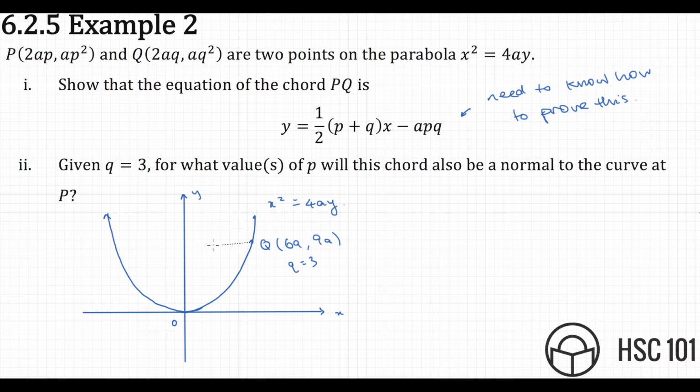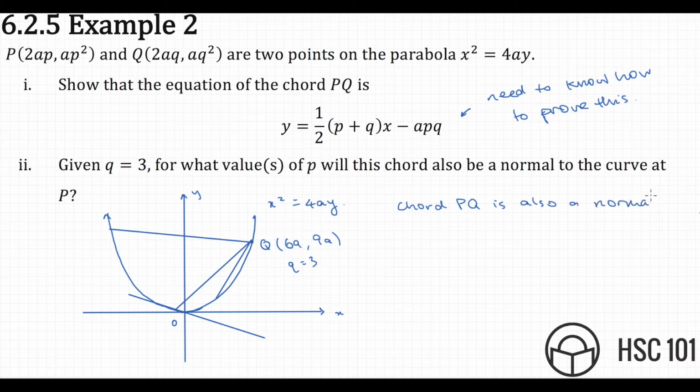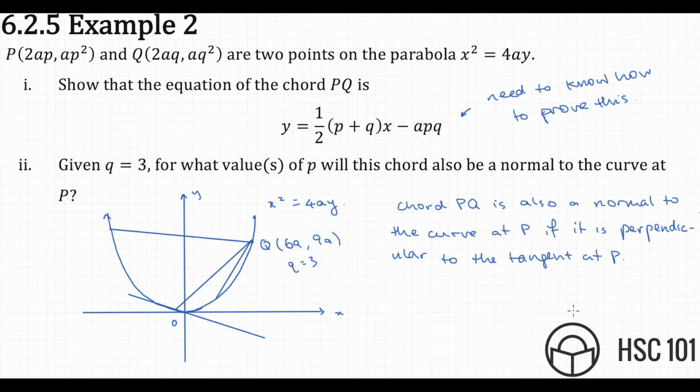We know that we can draw infinitely many points for P. P can be wherever it wants to be, but some of those points are going to give a normal, because at those points, if I draw a tangent at P and somehow the chord PQ is perpendicular to the tangent at P, then in those situations I can say that the chord PQ is also a normal to the curve at P. So what we need to recognize is that chord PQ is also a normal to the curve at P if it is perpendicular to the tangent at P. This is a pretty good start.